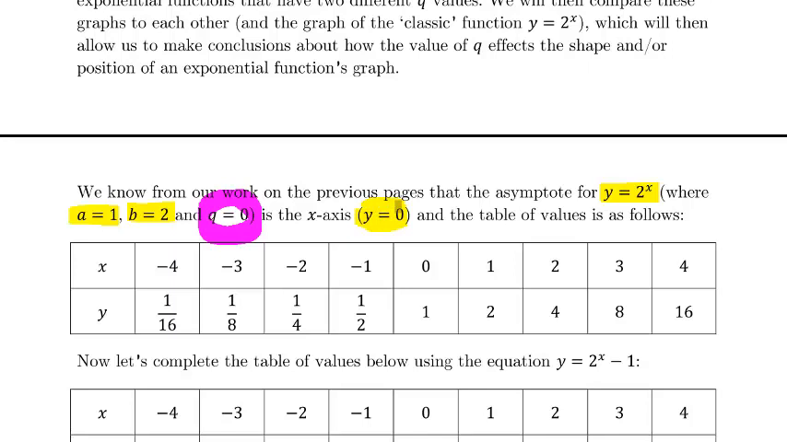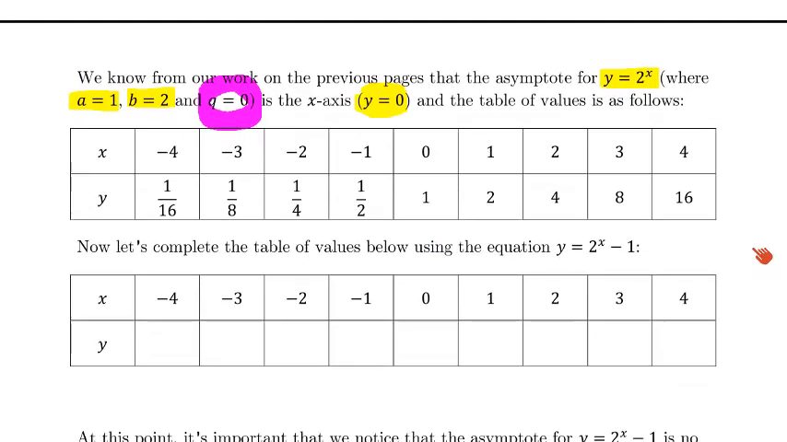Y equals 0 is the asymptote for q equals 0. We'll see how that plays out. And the table of values is as follows. Here's the table of values for the classic. We should be well familiar with it by now.